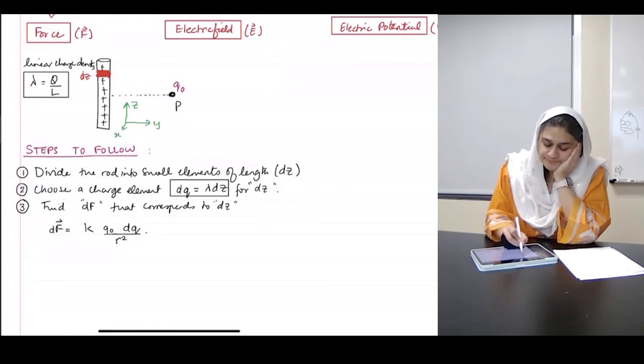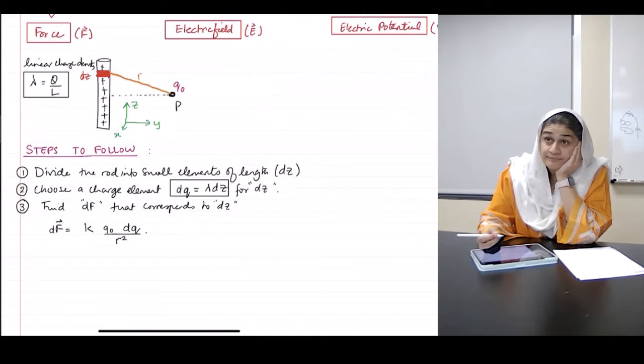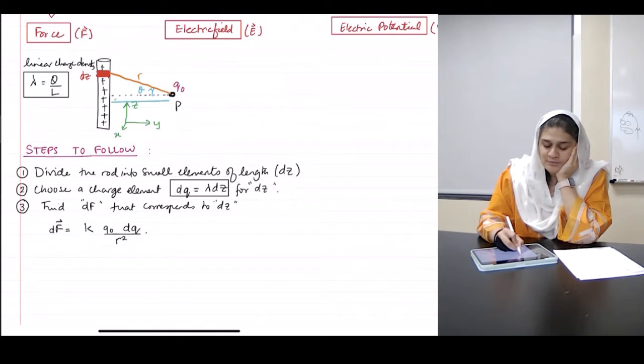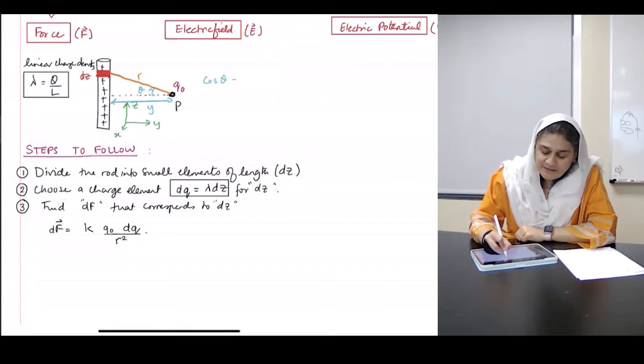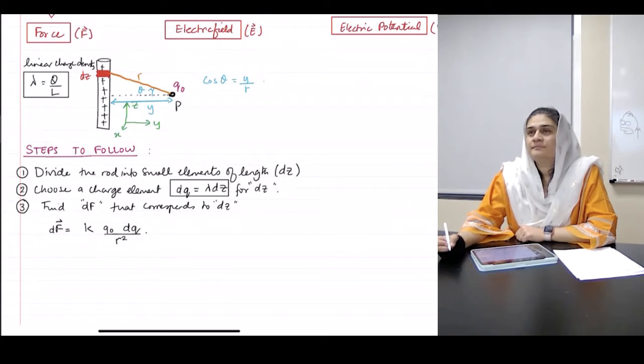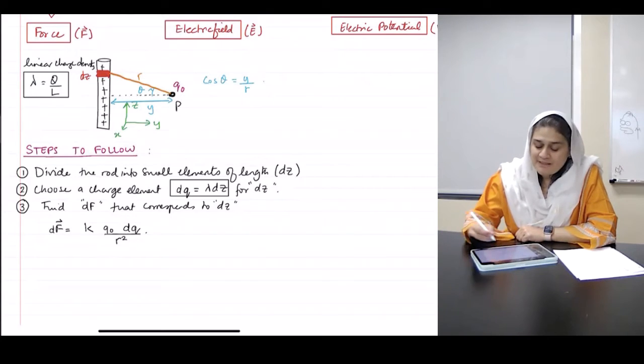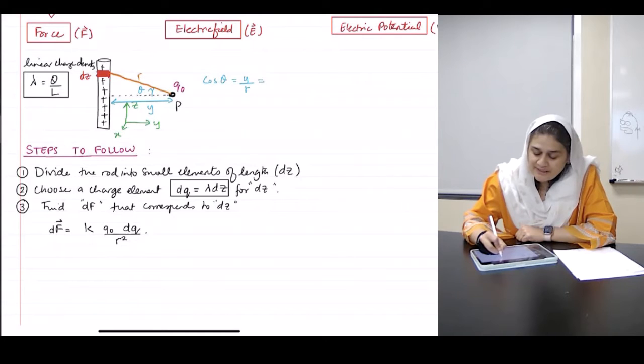where this is r, this I can say is theta, this distance, can I call it y? So may I write cosine of theta as y over r? May I also write this r as the square root of y squared plus z squared?